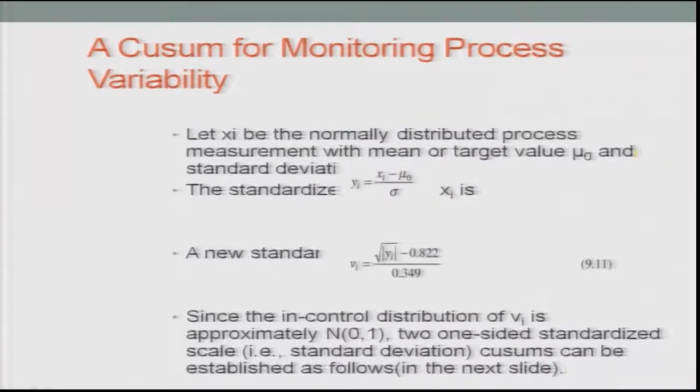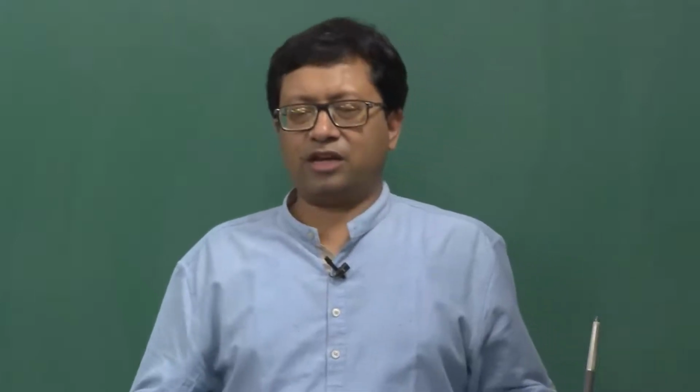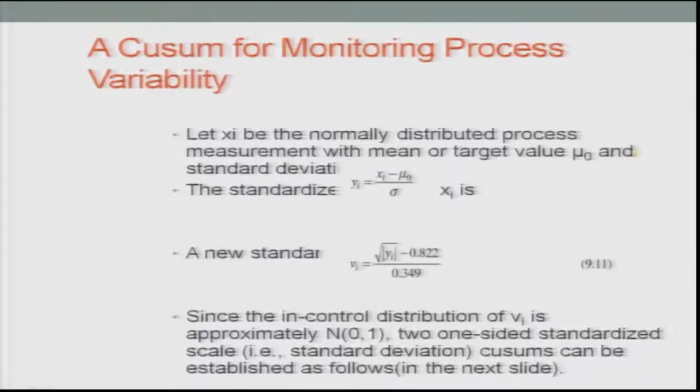A CUSUM for monitoring process variability would be: let x suffix i be the normally distributed process measurements with mean or target value given as mu naught and a given standard deviation. Again, you are using the same calculation of y i equals x i minus mu naught divided by sigma, and based on that we do the calculations. So, the new standard deviation will be found out, for which we take the mod of y, because the mod would give me the positive and negative fluctuation in equal quantum, and these values of 0.822 and 0.3479 would depend on the value of n or the sample size.